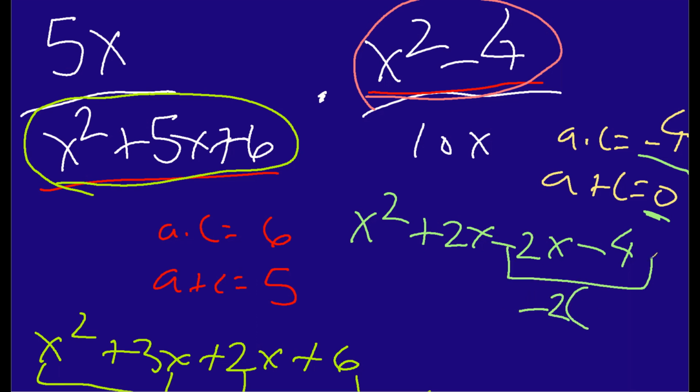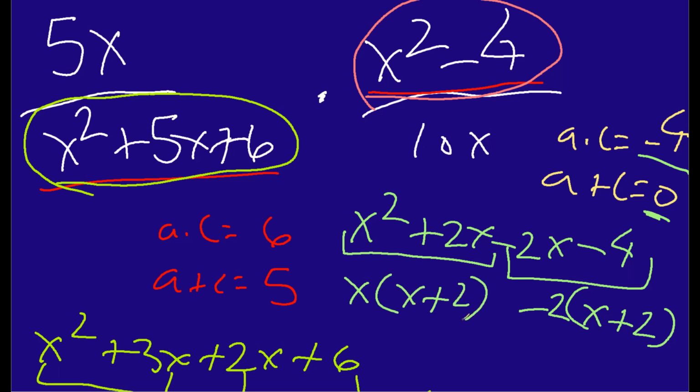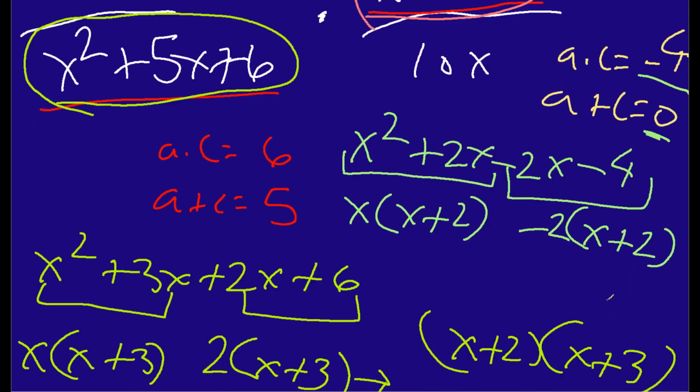So I bring out my negative 2 here. I'm doing this part right here. Negative 2, so x, and then plus 2, because negative 2 times positive 2 will give me my negative 4. And then now if I deal with this, I'll bring the x on the outside. I'll have an x plus 2 again. So that brings us to our final answer, which is going to be right here.